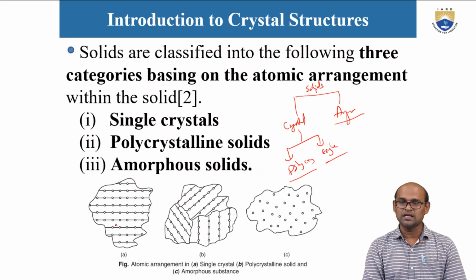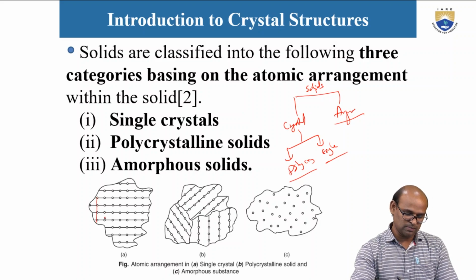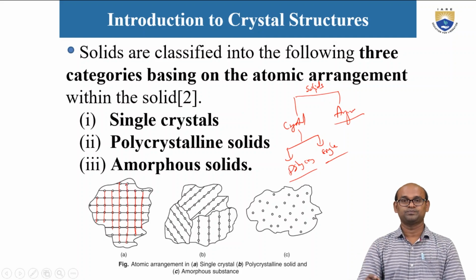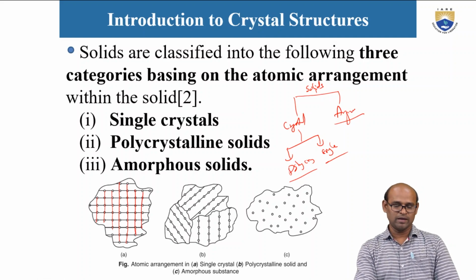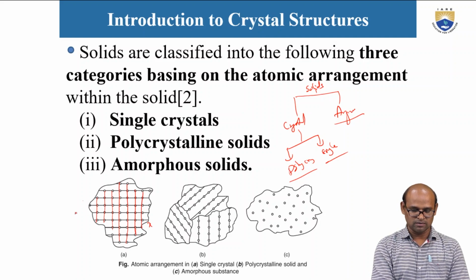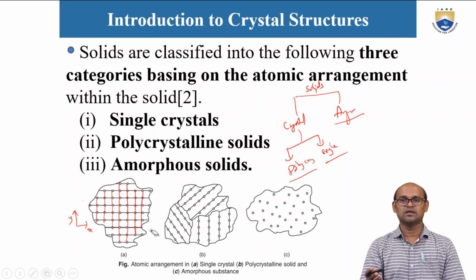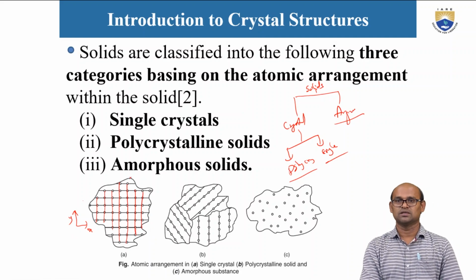The first one is the crystalline structure. All the atoms are arranged in a regular and periodic manner, everywhere, in both directions. If I draw in three dimensions, along x, y, and the third direction also, the other z direction, you will see there is a regular periodic arrangement of atoms, because this is a single crystal.